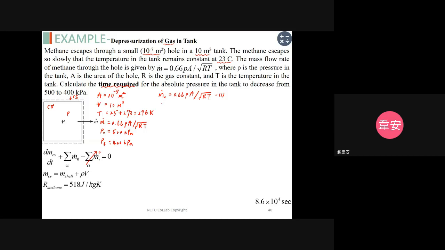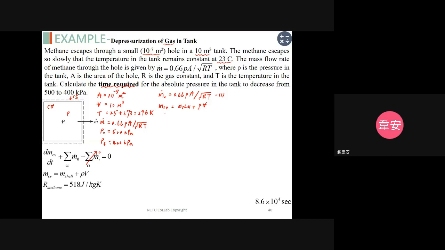and the mass in the control volume is equal to the mass of the shell plus the mass of the tank. So we know that the tank volume is V, and we have the density of the volume of the tank. So the density multiplied by the volume.